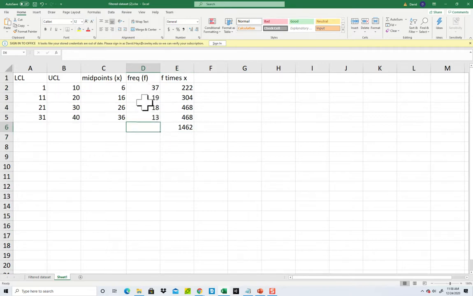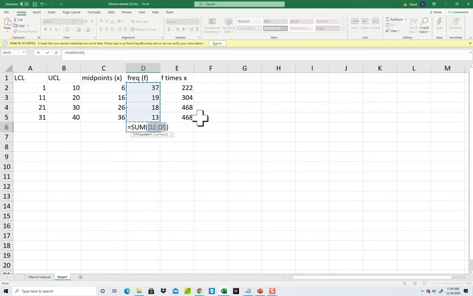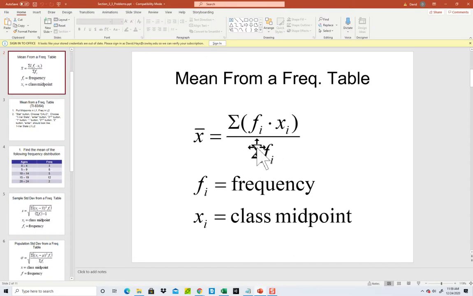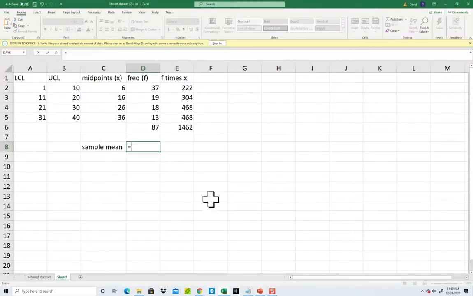Now I also need to add together the f's. So I click that. And again by hand, 37 plus 19 plus 18 plus 13. So then our sample mean is going to equal the top part here divided by the bottom. So the sum of f times x divided by the sum of f. Sum of f times x is in cell E6 right here, divided by the sum of f was in D6. You could click it like you just saw me do, or you could type that in.